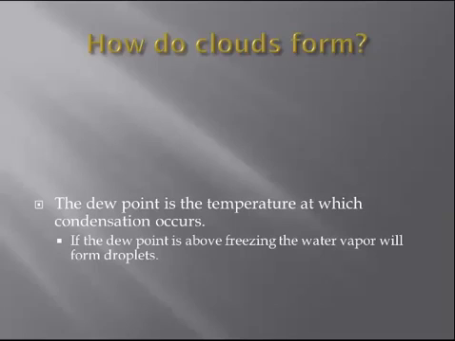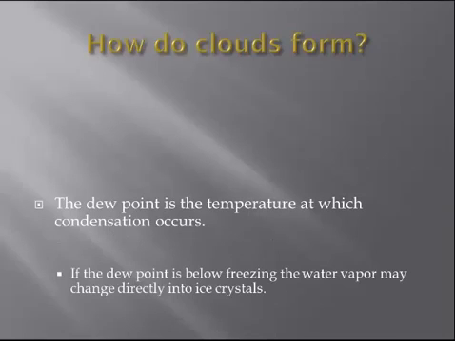So if the dew point is above freezing, water vapor will form droplets, and usually those droplets eventually turn into rain. Not always, but most of the time they turn into rain. If the dew point is below freezing, then the water vapor will turn directly into ice crystals, and those ice crystals may form into snow, or they could possibly form into hail eventually, depending upon the amount and temperature of water inside of a cloud.